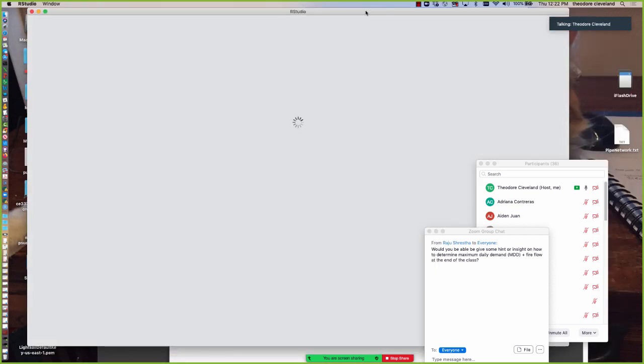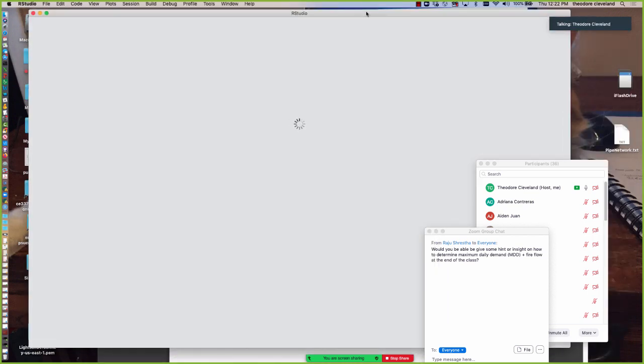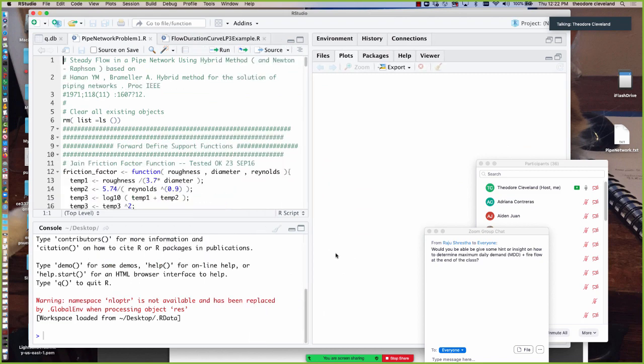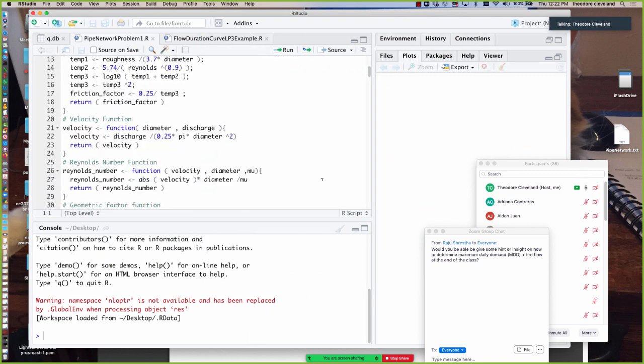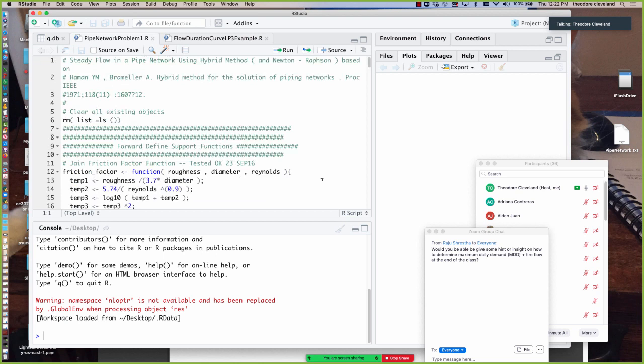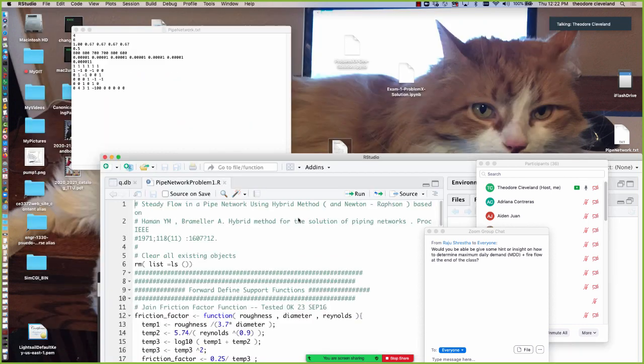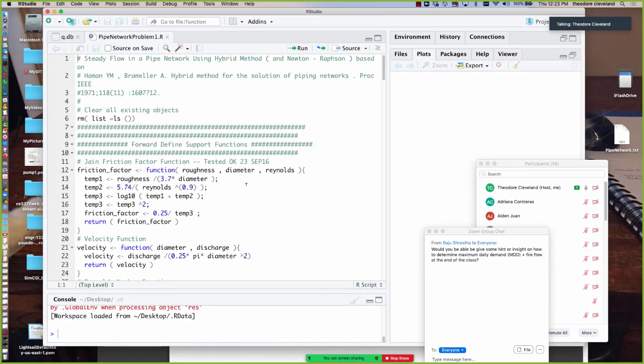There we go. So RStudio, you should be familiar with from other classes. It's a computing environment. It's free. You download it, and it runs on pretty much Macintosh, Windows, or Linux, all pretty much the same. So here's the script we're going to run. The file name is pipenetwork.txt. So let's look at the script.